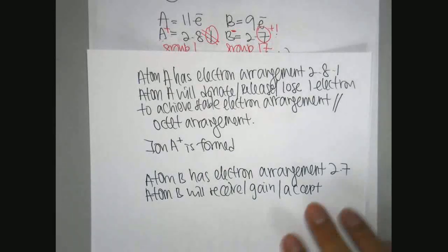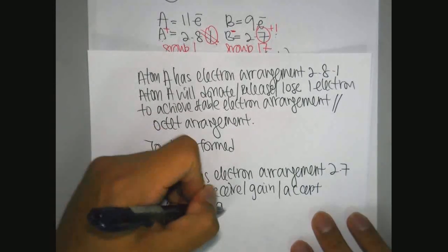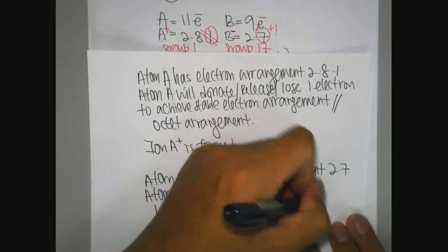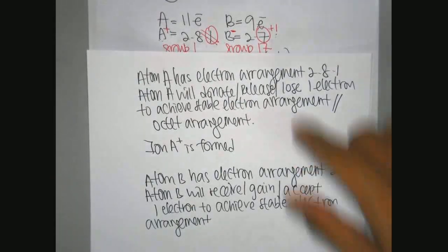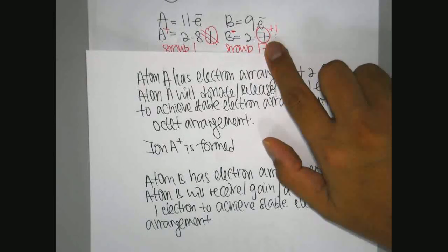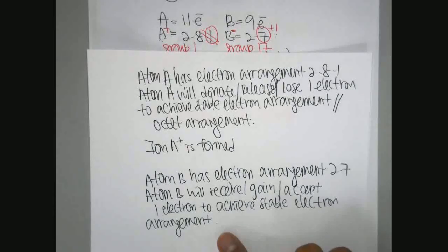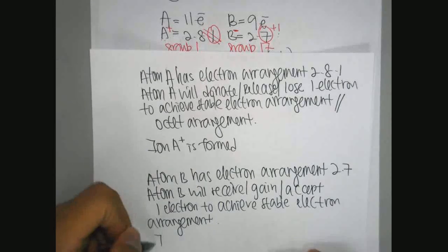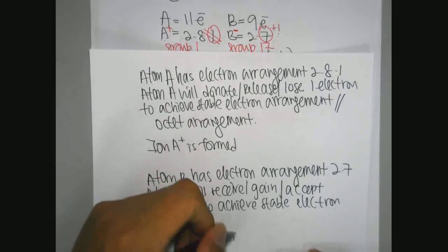How many? You can see 1. So you receive 1 electron. Why do you want to receive 1 electron? Because you want to achieve stable electron arrangement. Again, if you don't want to say stable electron arrangement, you also can write this: because when you receive 1 electron, you become 2,8. The 8 means octet. You also can write octet arrangement. So after B received the electron, what happened to atom B? B minus has charge. Whenever we have charge, in the name, write the term ion. So the ion B minus is formed.